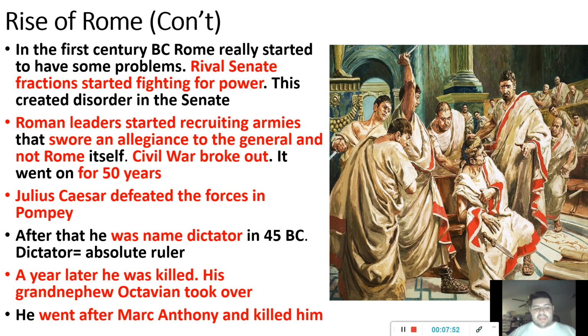But yeah, he dies, and his grandnephew Octavian takes over. Now Octavian is basically like, I'm getting revenge, and he goes after everyone, and he eventually goes after Mark Antony, who is Julius Caesar's best friend, and kills him. Him and Cleopatra the Seventh.